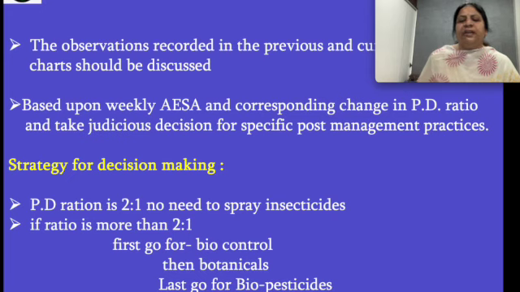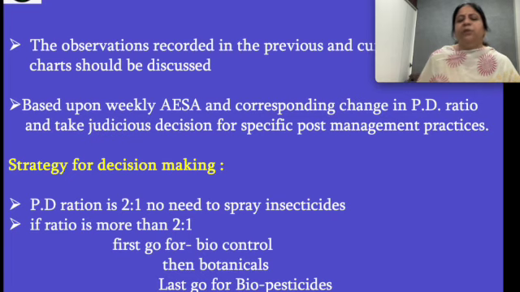Pest defender ratio is very, very important here. How many pests are there? How many defenders are there? Pest to defender ratio is to be calculated. For two pests, if one defender is present, then it is a good ratio. No need to spray any chemicals. Defenders can take care of the pest.